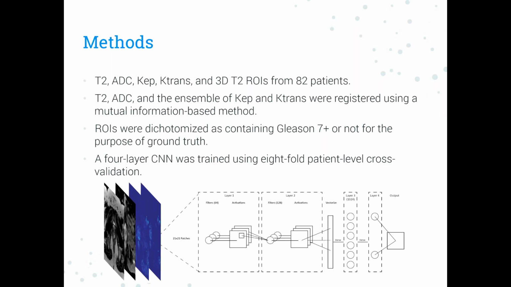Then our ROIs were dichotomized to containing Gleason 7+ or not for the purpose of a ground truth. So we simplified here. Aggressive cancer is Gleason 7 and up versus less. And Gleason is just a cancer grading system for those that don't know. We then fit a 4-layer CNN that we trained using 8-fold patient-level cross-validation. This is just a picture of the inputs and then the various layers and the output.